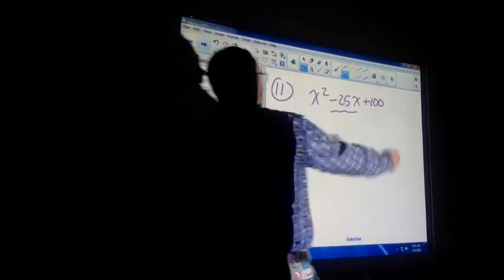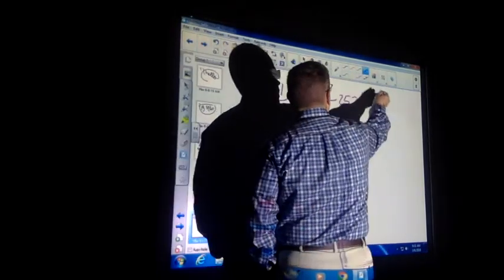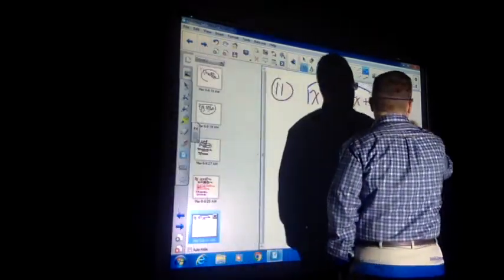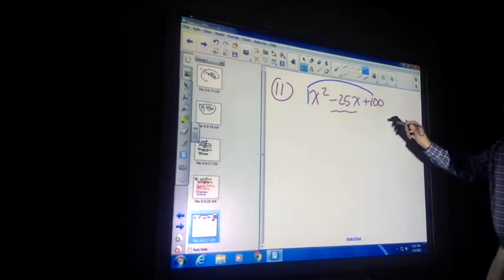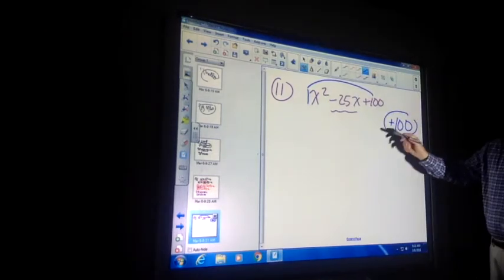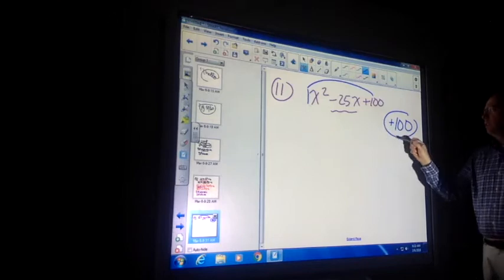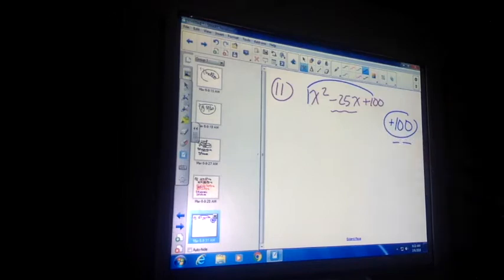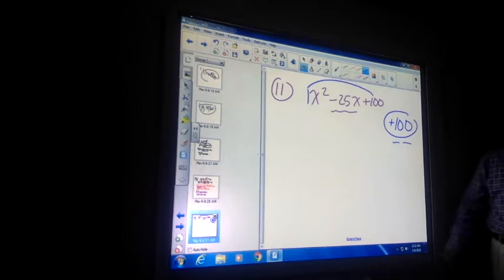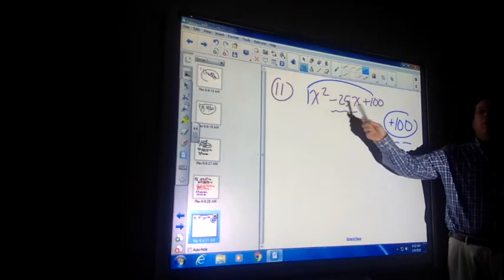So then we take a look at it and say, okay, well, I know I have a 1 here. That's 100. In order for me to get to positive 100, the signs have to be the same. This dictates that they're both negative. So what factors of 100, both being negative, would add up to negative 25? Negative 25 times 4. If I added negative 25 and 4, that wouldn't work.